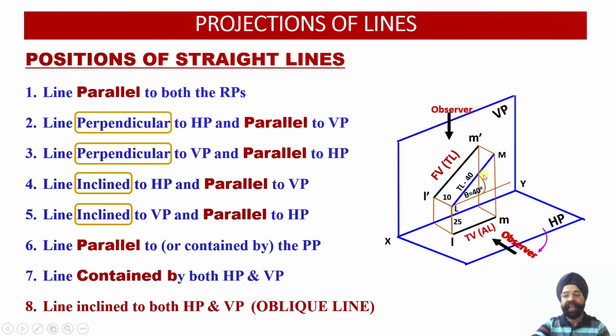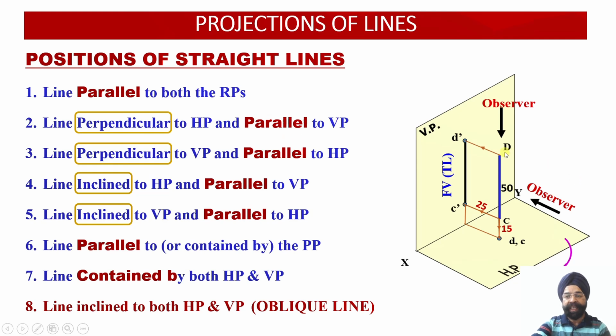And what happens if this angle becomes 90 degrees? That is, the line becomes perpendicular to that particular reference plane. So if the line becomes perpendicular to any one of the reference planes, then you can see that in this case the line happens to be perpendicular to the horizontal plane. So if a line happens to be perpendicular to a reference plane, then its projection on that reference plane will become a point. That is, the apparent length of the line will become 0. So the line gets converted into a point. This view we call the point view of the line.